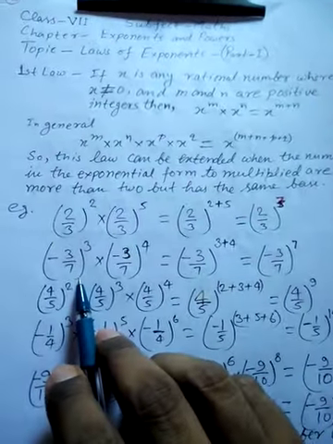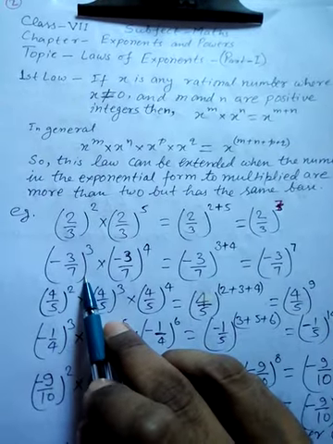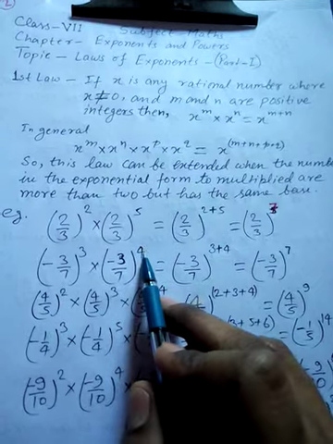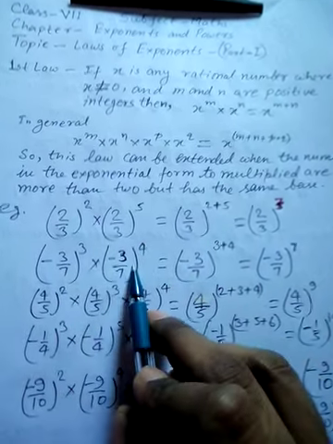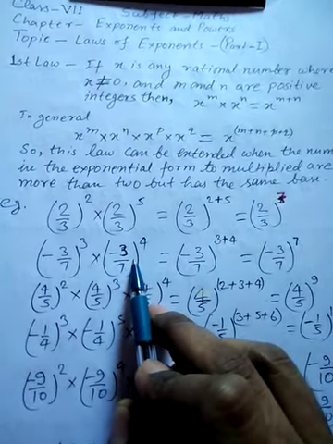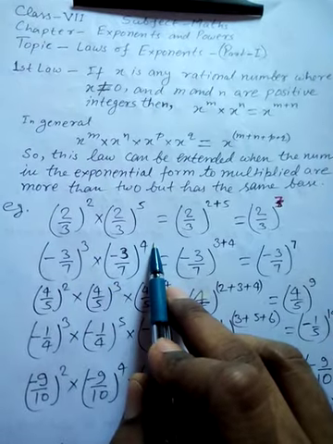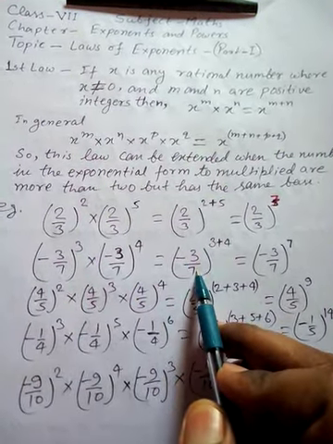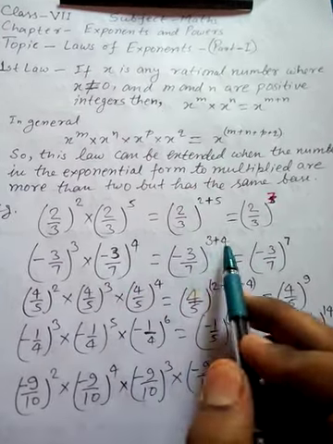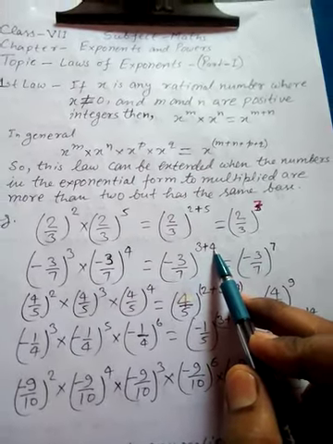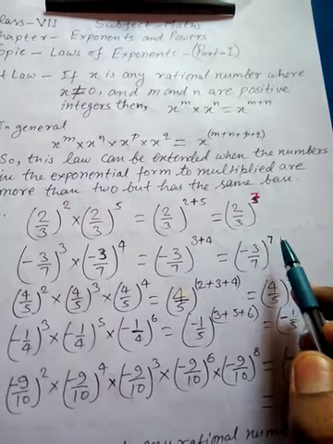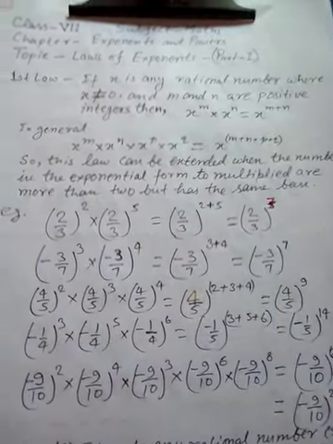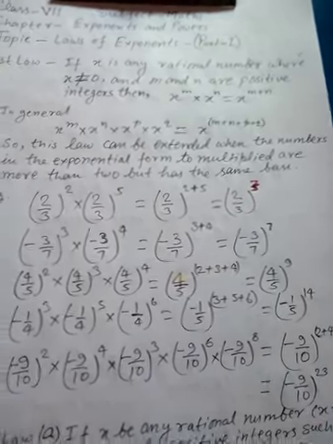Now, minus 3 by 7 to the power 3 into minus 3 by 7 to the power 4. Here you can see the bases are minus 3 by 7 and the powers are different and multiplied. So you have to write minus 3 by 7 to the power 3 plus 4. The powers will be added, that is 7. So minus 3 by 7 to the power 7. You just add the powers if the bases are the same.